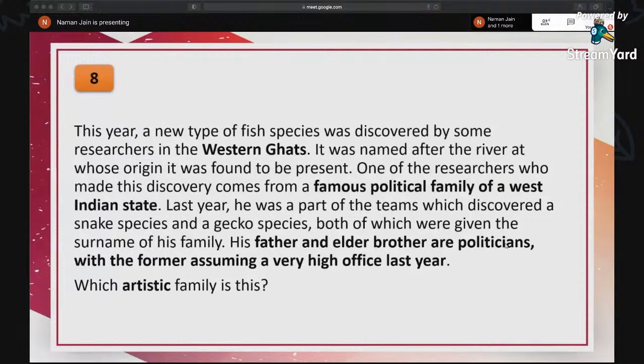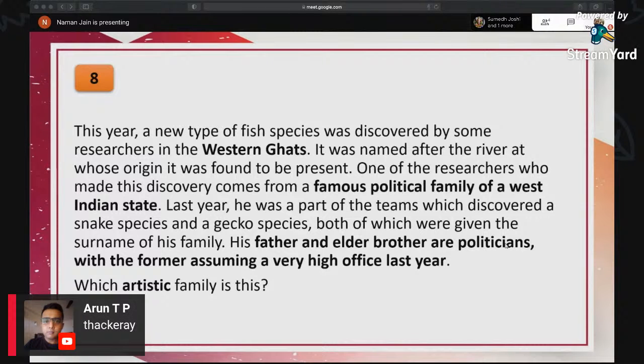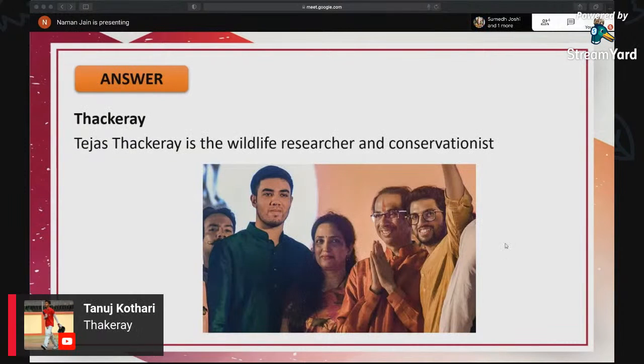Question number 8. Another brilliant question by Aatreya. Western Ghats, famous political family of a West Indian state. Which family is this? Artistic family is this. Arun, Ritvik, Tanuj say Thackeray, which is correct because this is Tejas Thackeray, the younger son of Uddhav Thackeray, who is the current Chief Minister of Maharashtra, and he is a wildlife researcher. Shown on the right is Aditya Thackeray, who is also into politics and the elder son of Uddhav Thackeray. So we are just looking at Thackeray, the surname.